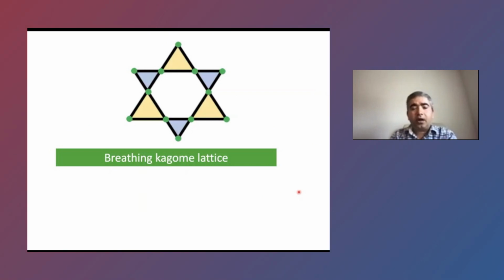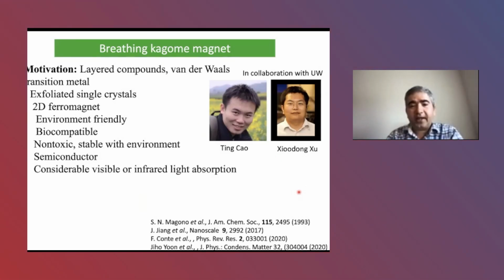Okay, so we work on the breathing Kagome lattice. It's very new. So why breathing Kagome lattice, or what is a breathing Kagome lattice? Before that, let me talk about the motivation. This motivation comes from the 2D community, where they are looking for layered van der Waals compounds that can be exfoliated into single crystals. They are basically looking for a 2D ferromagnet that is environmentally friendly, biocompatible, non-toxic, stable with the environment, a semiconductor, and good for light absorption.